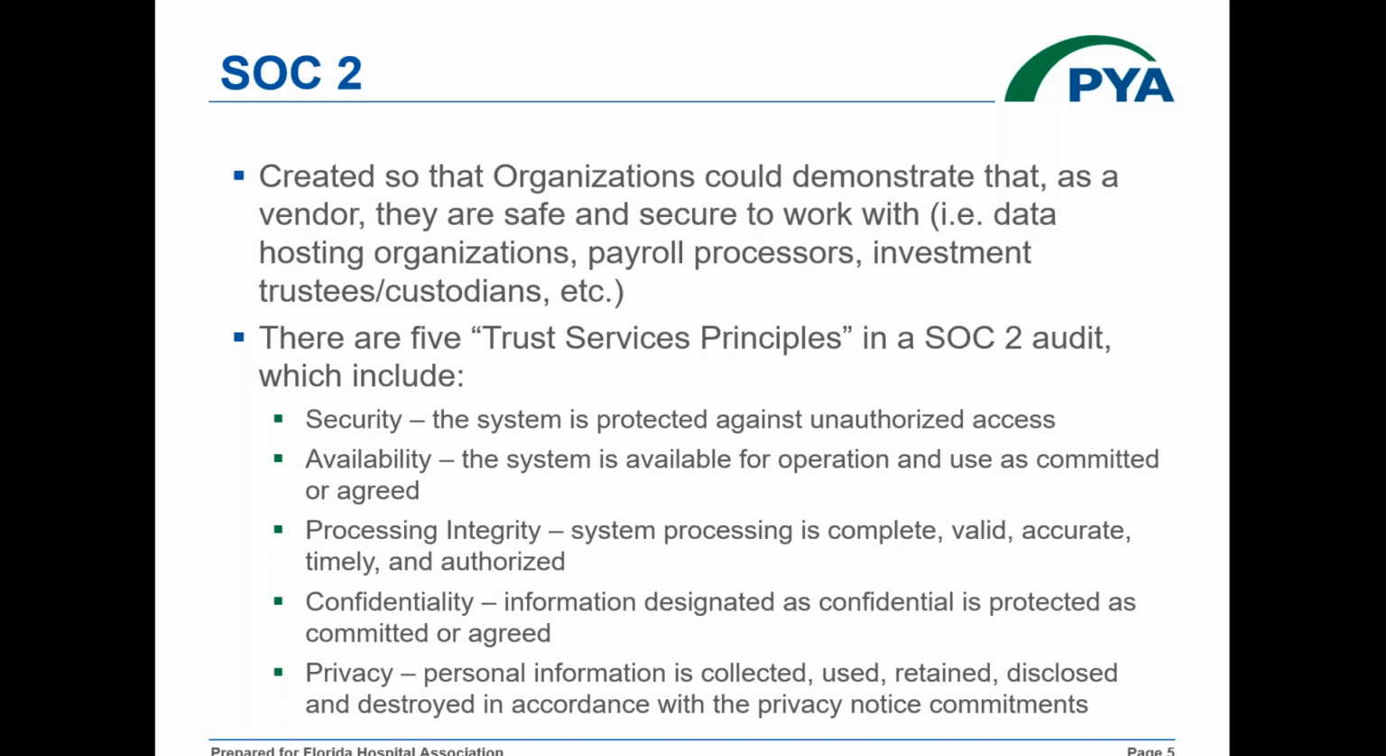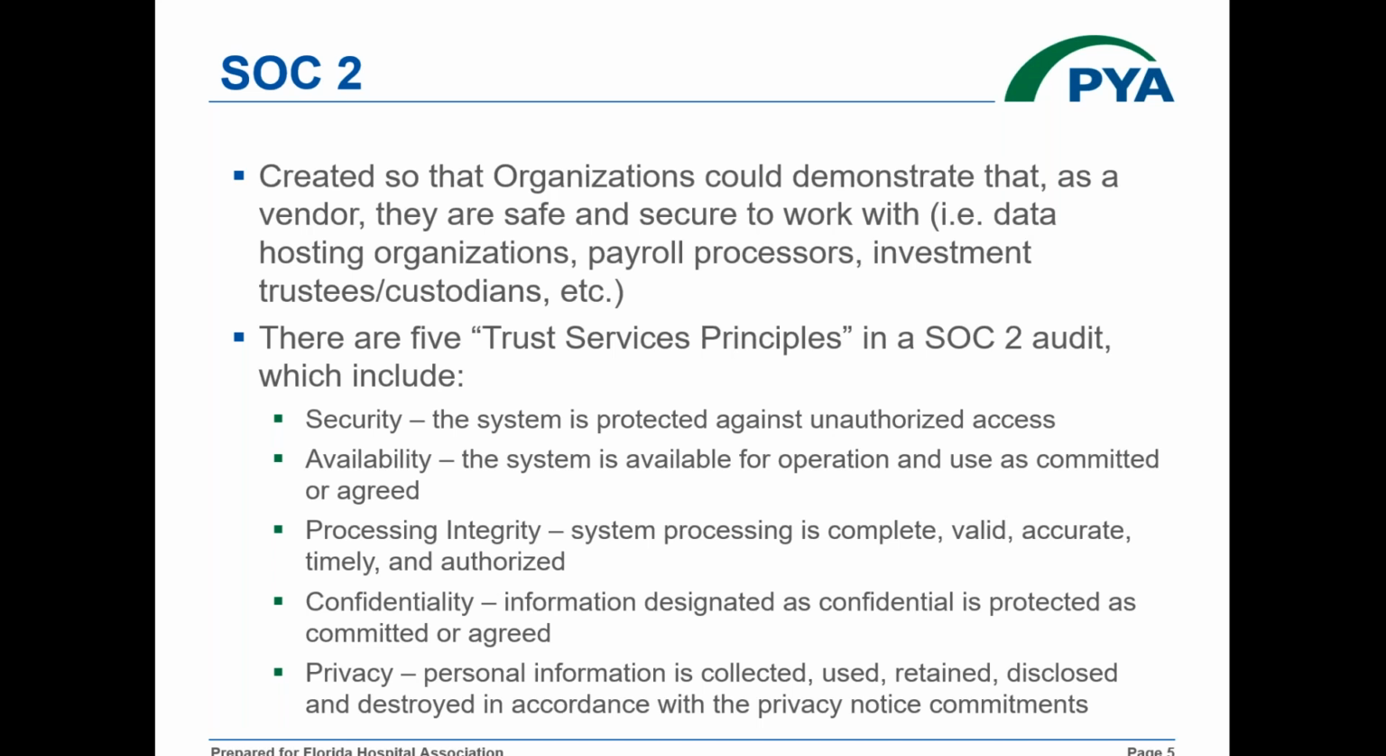So the first of those is the security principle. And this is the principle that addresses whether the system is protected against unauthorized access. And then the second trust principle is availability. So in other words, is the system available for operation and use as committed or agreed upon?